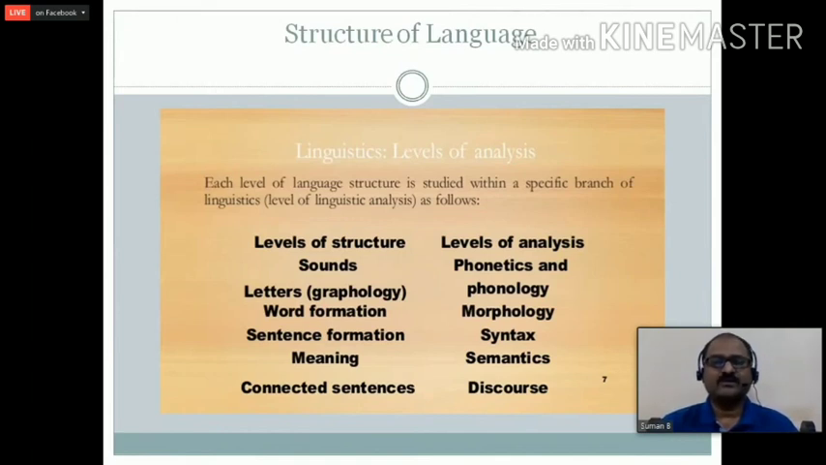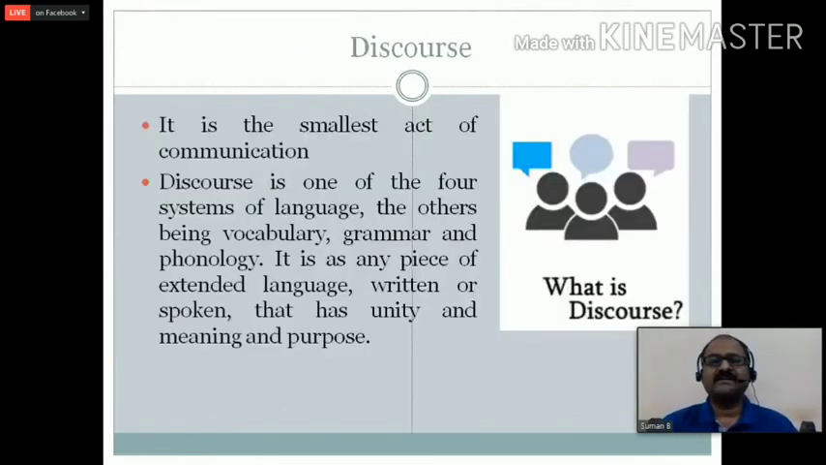So with this, we now have a basic understanding of discourse. Now we'll move on to look at how we can define discourse. The simplest way to define a discourse is that it is the smallest act of communication. Now that you have understood what makes a discourse: sounds to words, words to sentences, and anything beyond a sentence level which is used for communication. Discourse can be defined as the smallest act of communication.